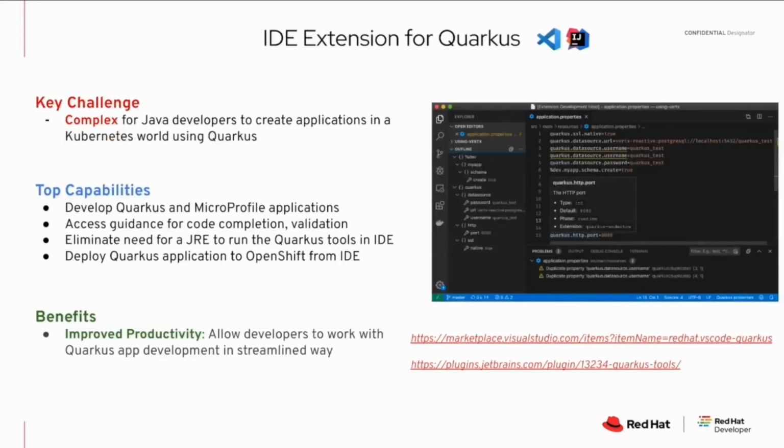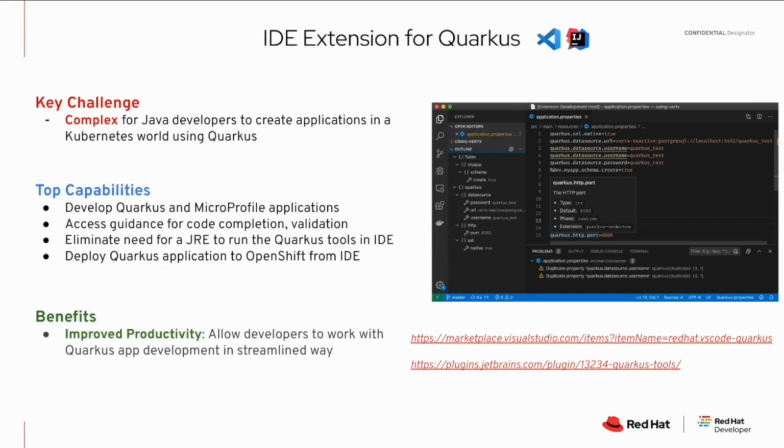If you already have an IDE of your choice in your local environment, then we have a rich ecosystem of extensions. These extensions enable you to get faster with a specific programming language or a specific kind of job that you're trying to do. One of them is our IDE extension for Quarkus. Now we know it's a little complex for Java developers who are building existing applications to create a containerized application for Kubernetes using Quarkus.